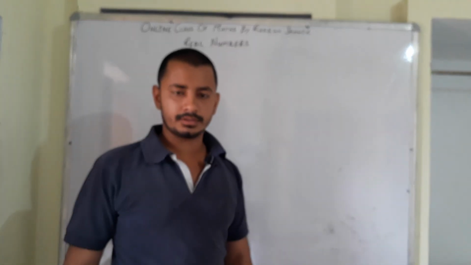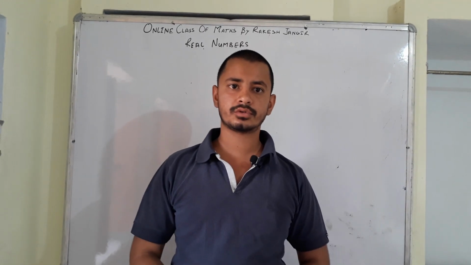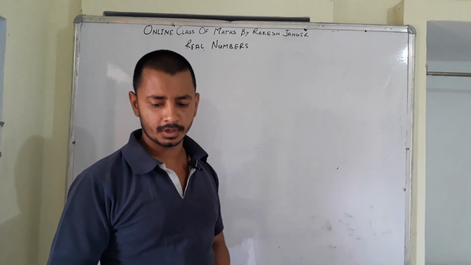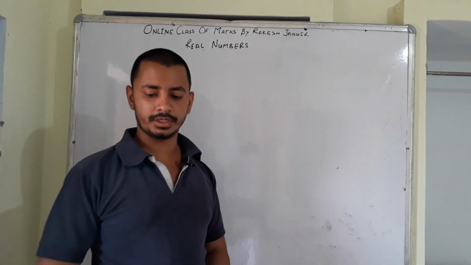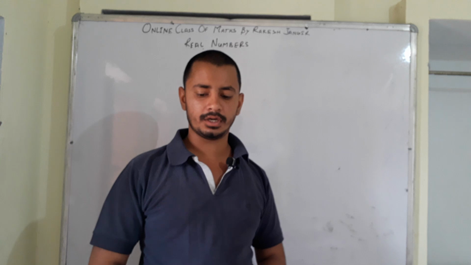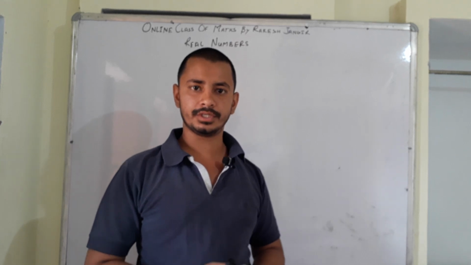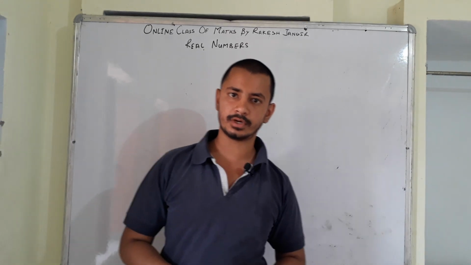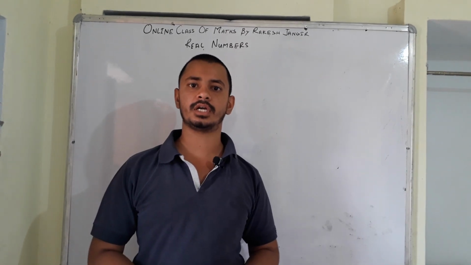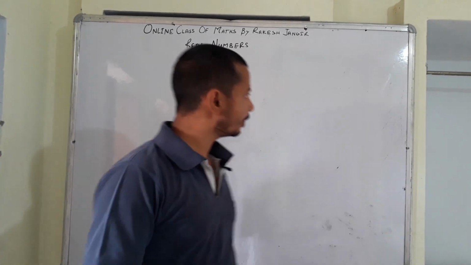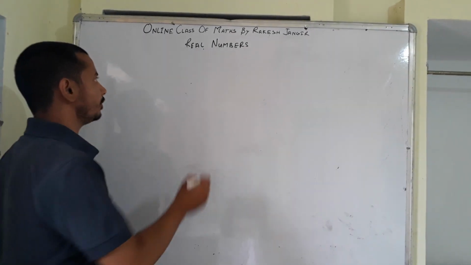Good morning, students. Today we have question number 2 in exercise 2.1, and the question is: by Euclid's division lemma, show that the cube of any positive integer is in the form of 9q plus 1 or 9q plus 8, where q is an integer. So, this is the solution of this question.